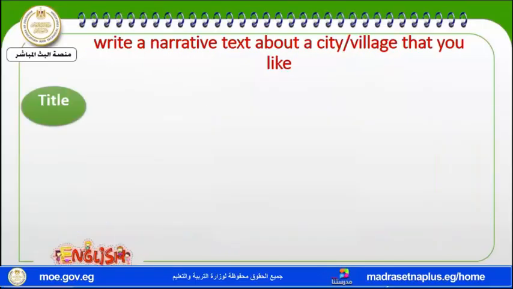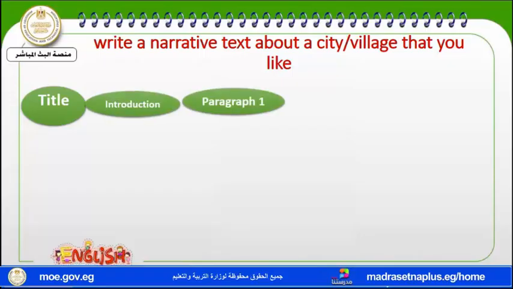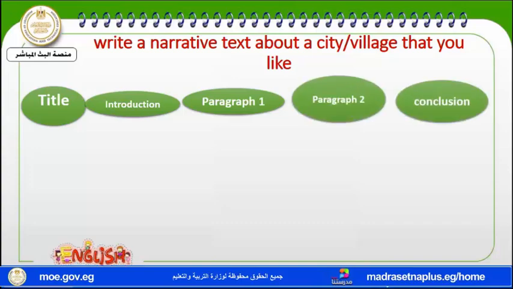You are going now to write about a city or a village you like. Here are the parts your narrative will have. First, we are going to have a title. You are going to give your narrative story a title. You are going to write an introduction, the first paragraph, another paragraph, and finally, you are going to conclude. Let's check what's in each step.